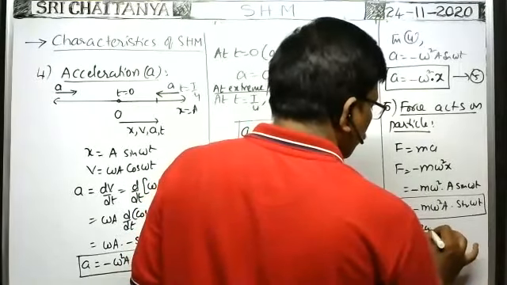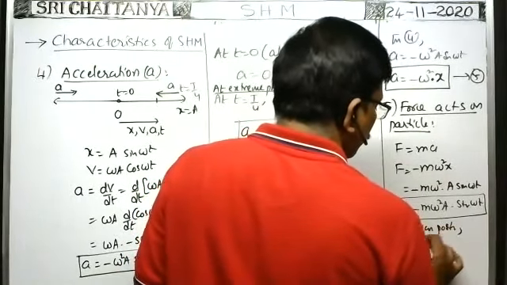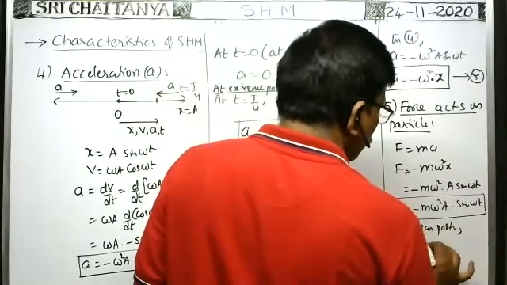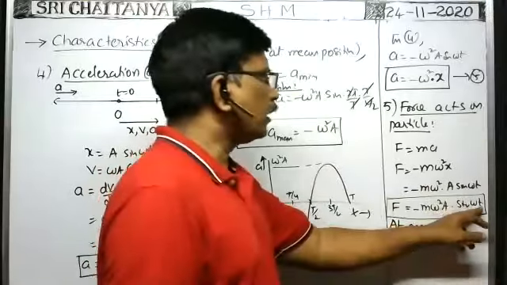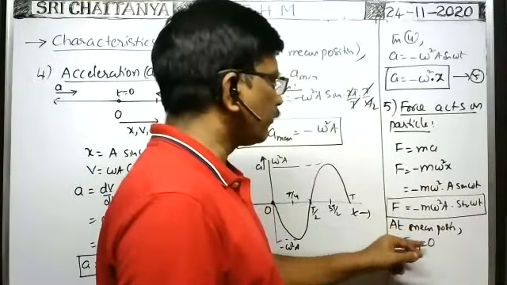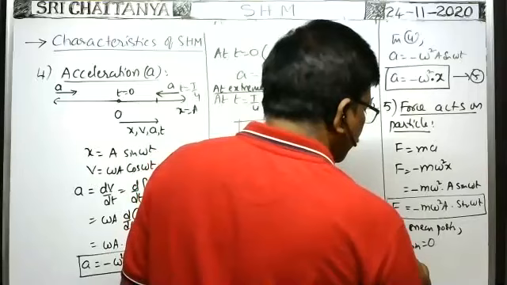At the mean position, F is minimum, which is equal to 0, because at the mean position t is equal to 0. That's why when you put t is equal to 0, sin 0 is 0, so F is equal to 0. That is minimum.